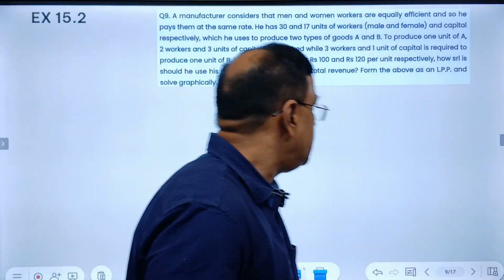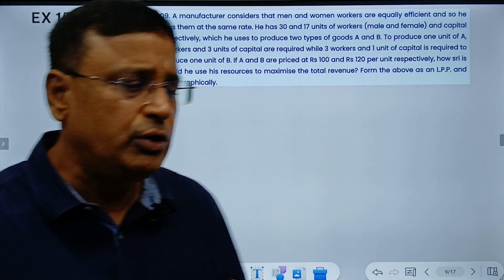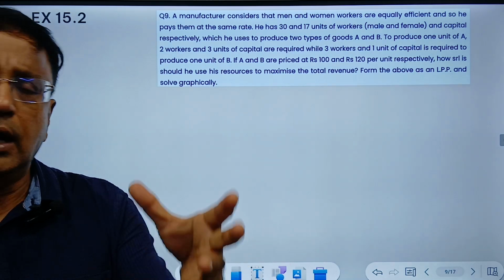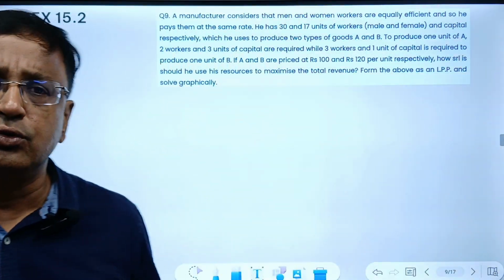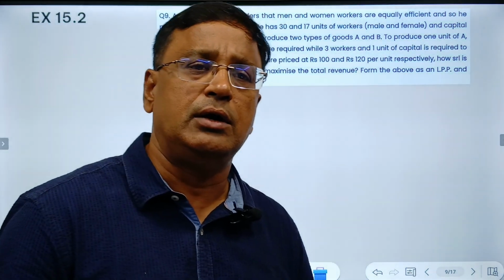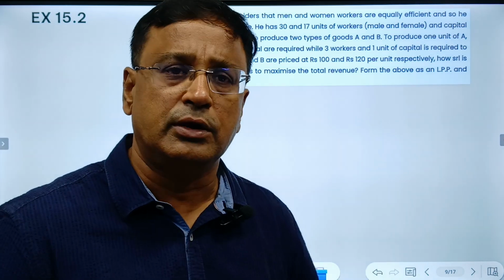Now let's go to the next one. This is exercise 15.2, question number 1 to 8. Equations are given directly. I think you can solve it. Maybe later, if you get time, we'll try to do those problems, but they are very simple. Because the equations are given, there's no hassle. Refer to part 1 of the video. You will know how to draw the graph.